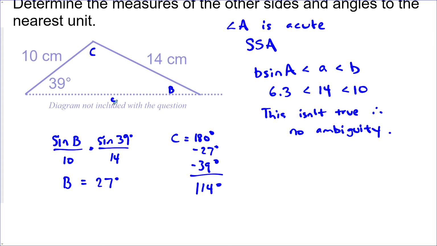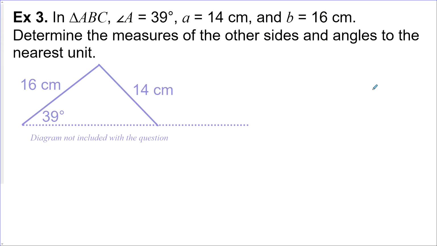And the last thing we need to find is side C, so we'll use side C, match it up with its newly found angle here, and compare it to our couple, 14 over sine 39. Multiply both sides by sine 114 degrees, and we get that C is equal to 20 centimeters.